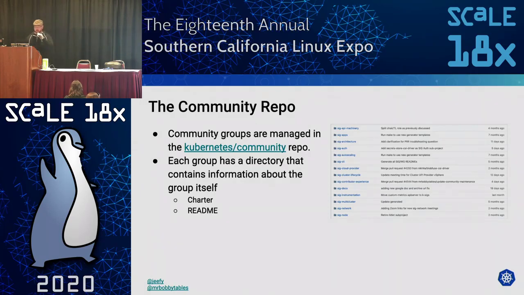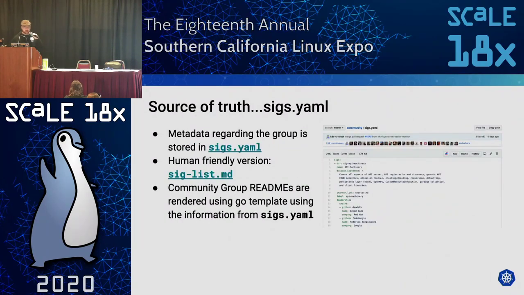Now, exploring these directories is the best way to get a key glimpse into the different community groups and where you might find a place to really dive into and grow more as a contributor. All these files are actually controlled through a single source of truth and yet another YAML file, sigs.yaml in the root of the K community repo.